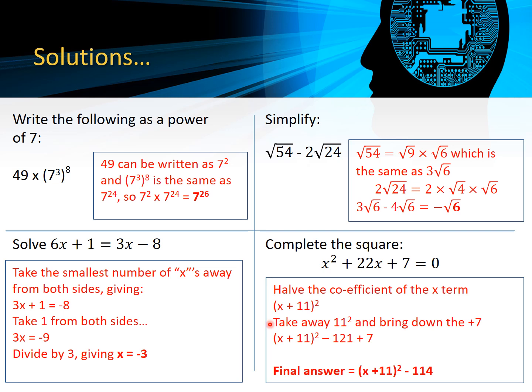And then completing the square on this one, half the coefficient of the x term, so x plus 11 equals 2. Take away the 11 squared and bring down the 7, leaving you with this. So your final answer is going to look like this. Now it says that this equals 0. I haven't gone on to try and solve it from here, but you could do that if you want to. You'd have to bring your minus 114 across, square root it, remember your plus and minus, and then bring your 11 across. So if you wanted to have a go at that as well, feel free to do so.